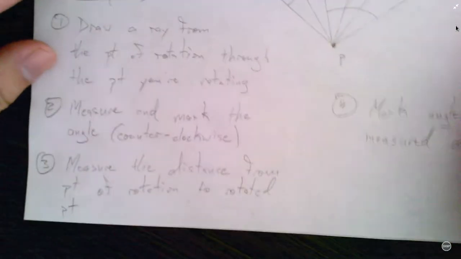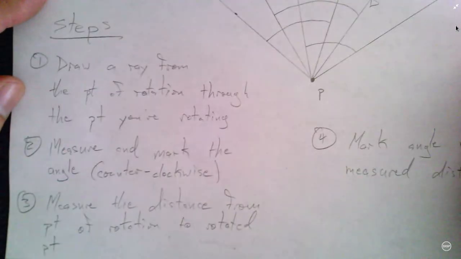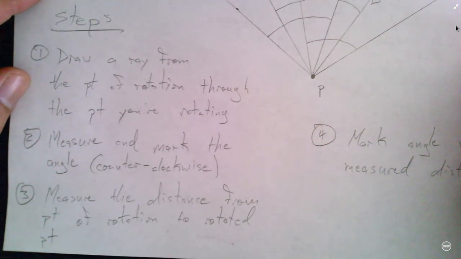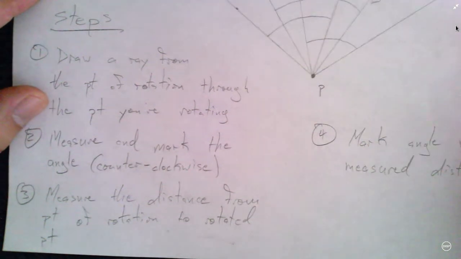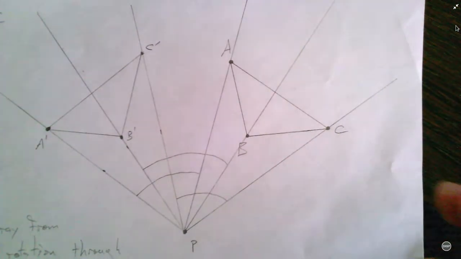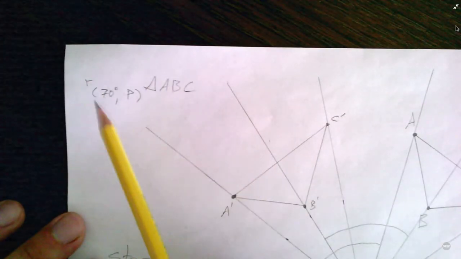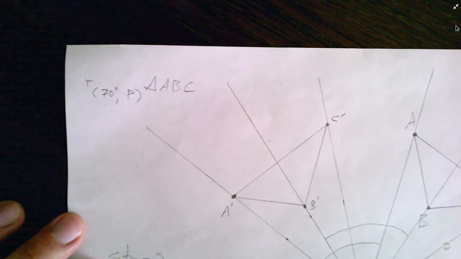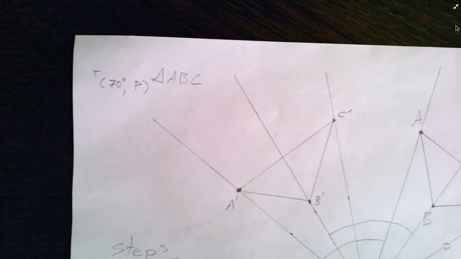So let me put this here so you can see all 4 steps. So your first 3 steps: draw a ray from the point of rotation through the point you're rotating, measure and mark the angle, measure the distance from the point of rotation to the rotated point, and then your last step, mark the angle with the measured distance. And that will allow you to create rotations that are not equal to those perfect special angles of 90, 180, and 270 degrees. There you go. We'll do an activity with this in class.